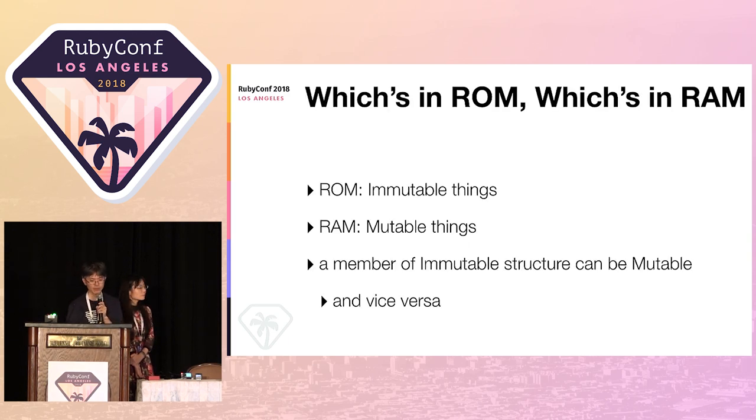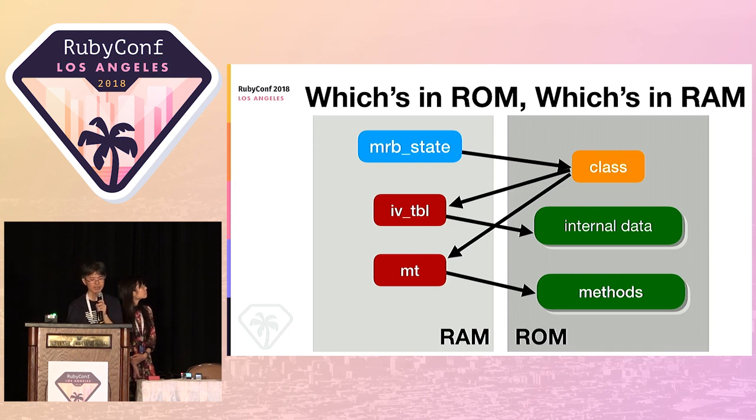By the way, how do you use ROM and RAM properly? If you think in terms of modern programming languages, you should consider ROM as immutable and RAM as mutable. It's important here that members of immutable structures may be mutable, and on the contrary, members of mutable structures may be immutable. Regarding the use of ROM and RAM, it is as shown in these figures. RAM is on the left and ROM is on the right. The mrb_state, that is the mruby VM, changes at runtime, so it needs to be placed in RAM. But the class object itself can be placed in ROM.